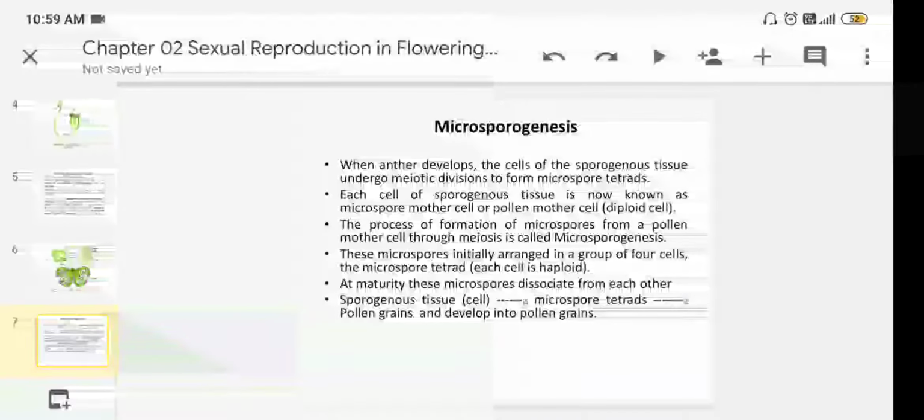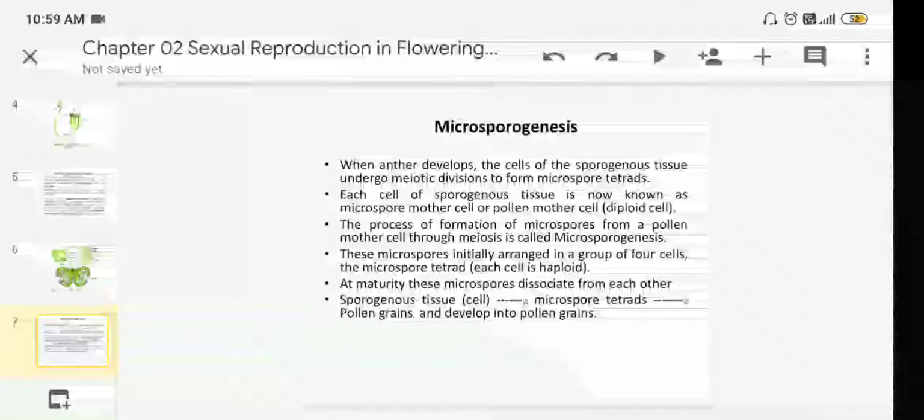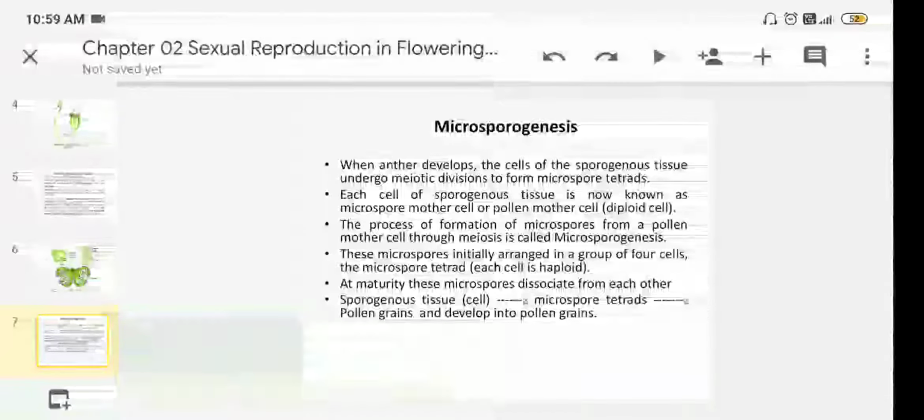Now we come to the next process, that is the microsporogenesis. Again it is asked in the examination for 3 marks question. One more thing, practice the figures of this chapter because they are frequently asked in the examinations, like the wall layers of the microsporangium including the sporogenous mass, etc.